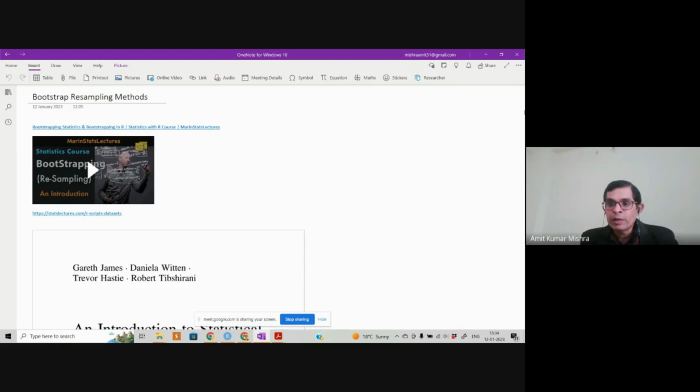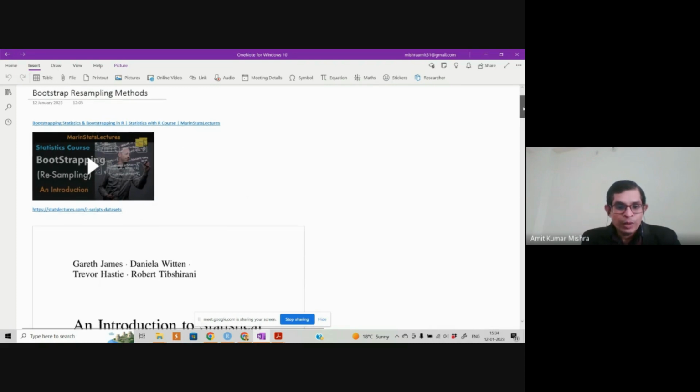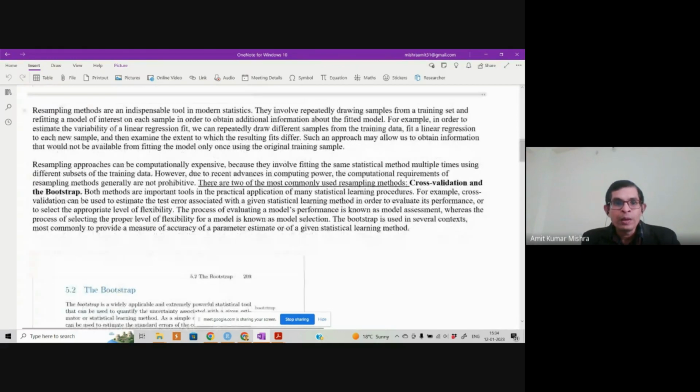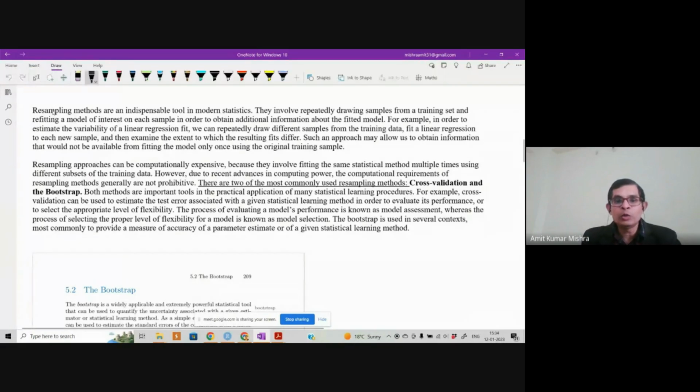What do we mean by bootstrap resampling methods? The first question that arises is: what is a resampling method? In this book, it is written as follows: resampling methods are an indispensable tool in modern statistics. They involve repeatedly drawing samples from a training set and refitting a model of interest on each sample in order to obtain additional information about the fitted model.